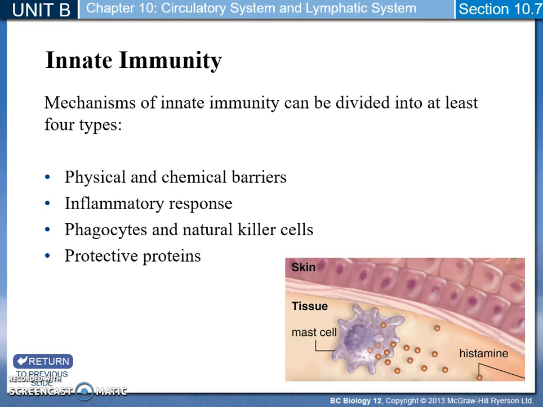And the mechanisms of innate immunity can be divided into basically four types, where we have physical and chemical barriers, we have an inflammatory response, we have phagocytes and natural killer cells, and we also have protective proteins. So we'll look at each one of these briefly.